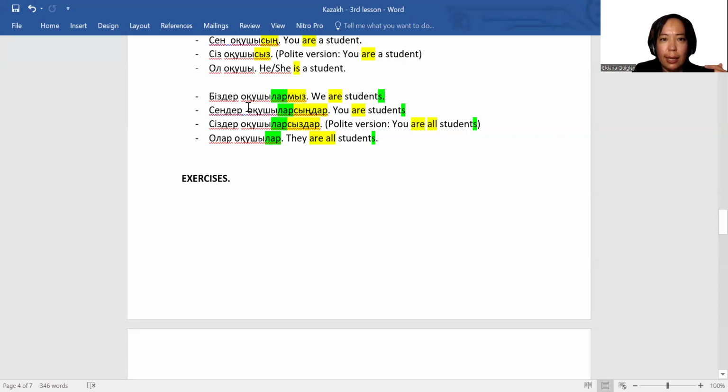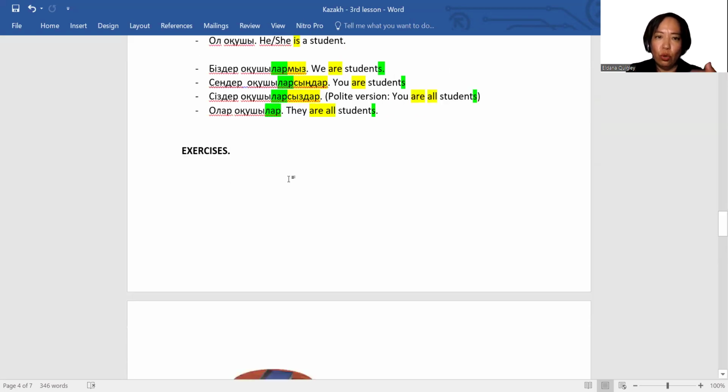Оқушыларсыңдар. Again, оқушы is one student. Lar makes it plural, as in here, by adding s. Сыңдар. You are students, right? So that makes sense. I highlighted so you could see what goes to what and where the Kazakh equivalent looks like an English equivalent. So it will come to you, but right now I just wanted to show you visually what it means and how it looks.